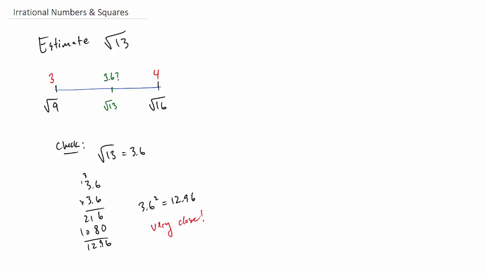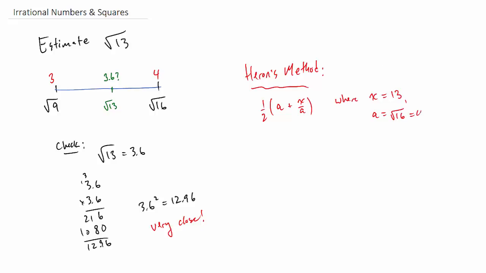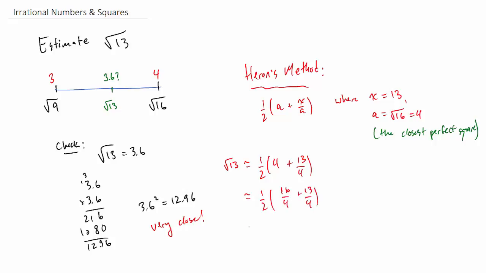And know that there's more than one way to do this. There's a method you're going to see in your book that, again, a later ancient Greek figured out, that you can approximate pretty closely by using this formula, half a plus x over a, where x is 13 in this case, and a is basically the closest perfect square that you know. So in this case it's 4 because the square root of 16 is 4. If we plug these numbers in carefully, we'll end up with a half 4 plus 13 over 4, which ends up working out to a half 29 over 4, which is 29 over 8, which is about 3 5/8, or 3.625, I believe.